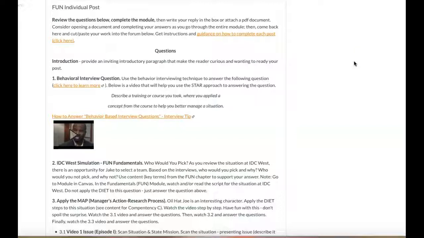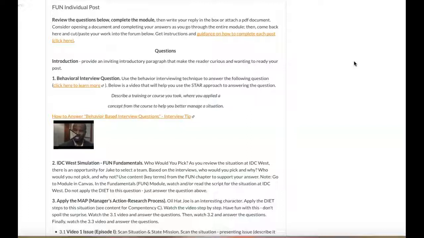Once again, there were a lot of good posts. I was pleased with the quality. The main takeaways for the fun module were applying the STAR and DIET models and seeing the organization as a system, as opposed to blaming employees when something goes wrong.